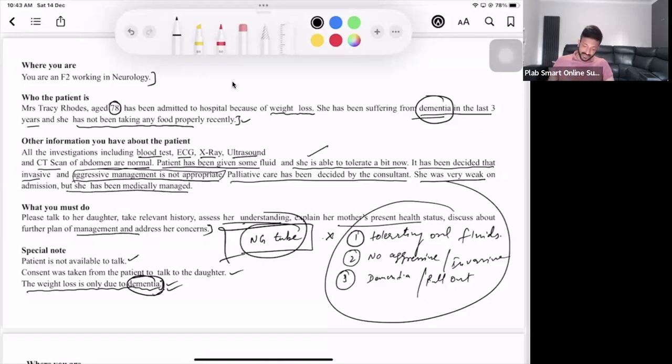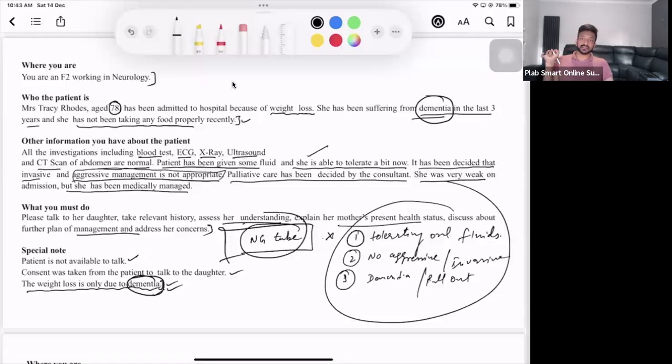Nowadays, what is happening is they might make changes in the scenario as well. So for example, if I change the scenario, saying that in the hospital all the investigations have been done and everything is normal, and then we did put in an NG tube for a short duration. And now our team has given her something to drink and she was able to drink.